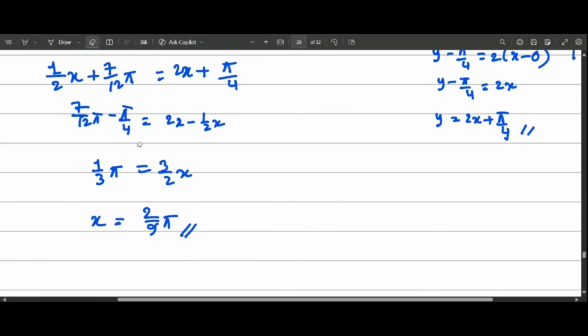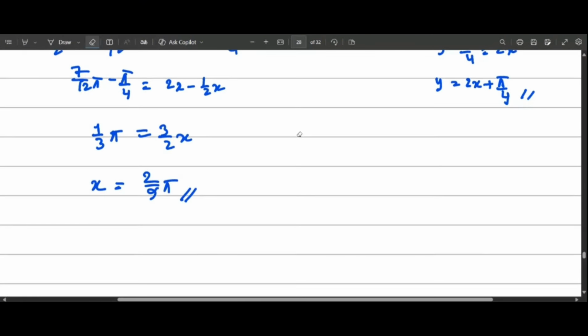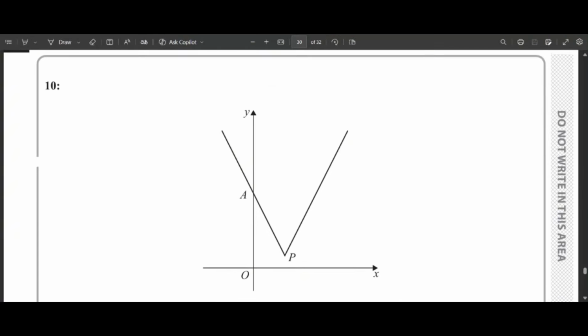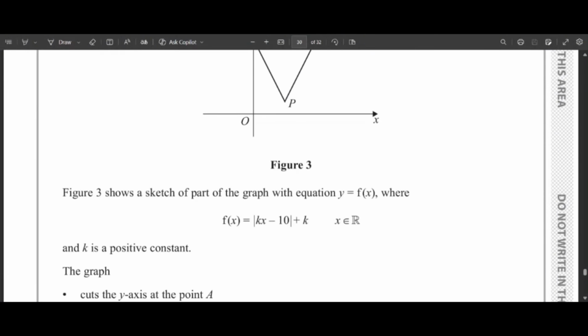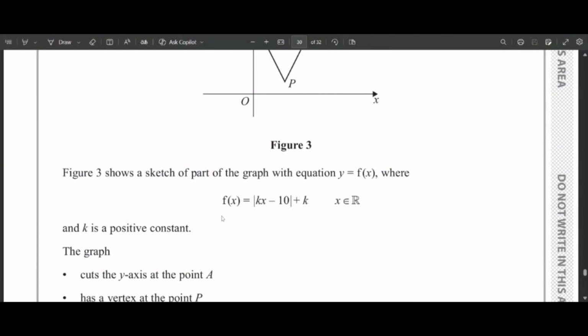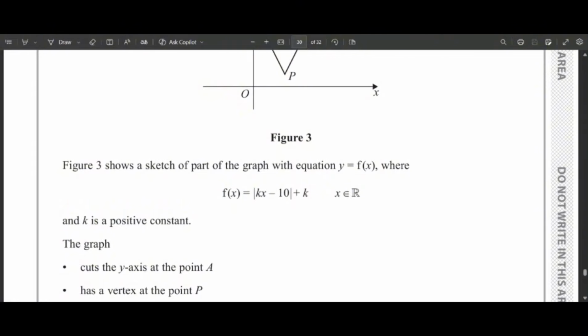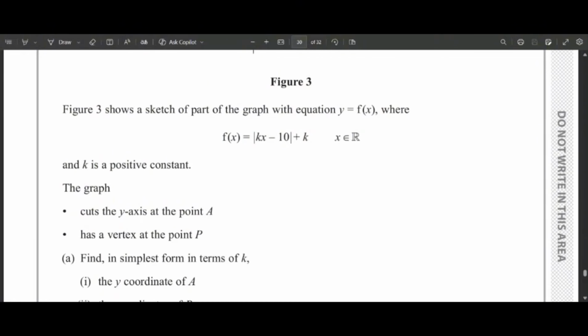And this concludes our question number 9. We can now move to question number 10. We can see here we have a modulus function. We have a graph of a modulus function. Figure 3 shows a sketch of part of a graph with equation f(x), where f(x) equals the modulus of kx minus 10, plus k, and k is a positive constant.